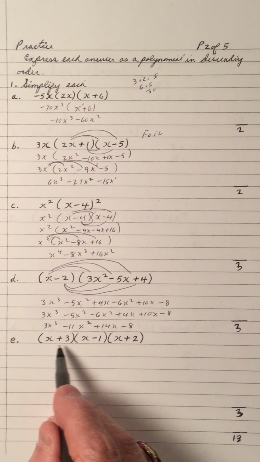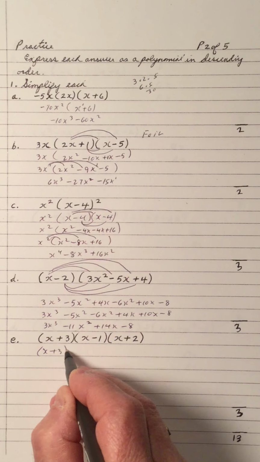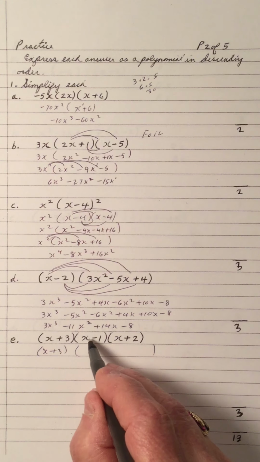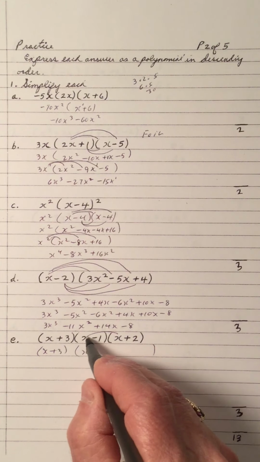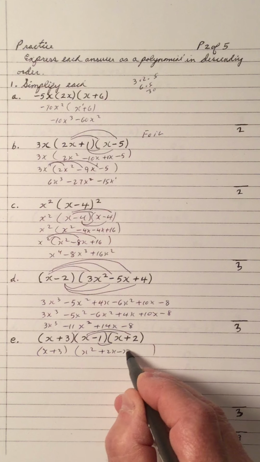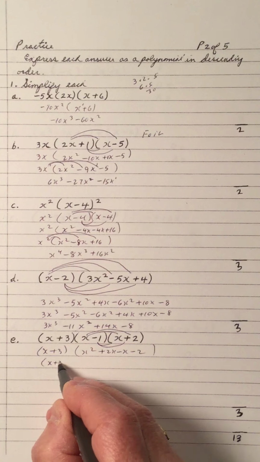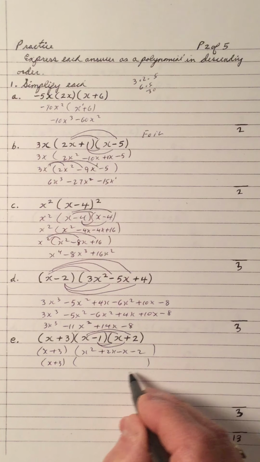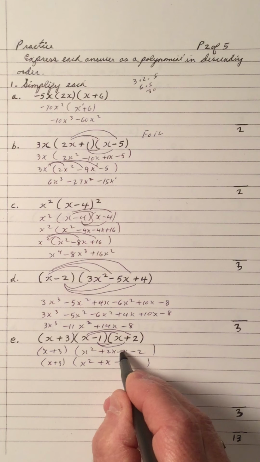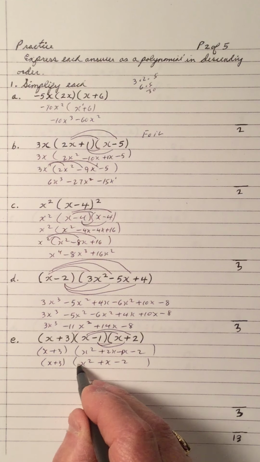E, I have a binomial times a binomial times a binomial. Again, if there's binomials, I always multiply the 2 binomials on my right. Just a habit I do. X times x, x squared. X times plus 2, plus 2x. Negative 1 times x, negative x. Negative 1 times plus 2, negative 2. I multiplied it by FOIL, and now I'll simplify the inside. So 2, that's a minus 1. So 2 subtract 1 is 1. There's the 1 understood.